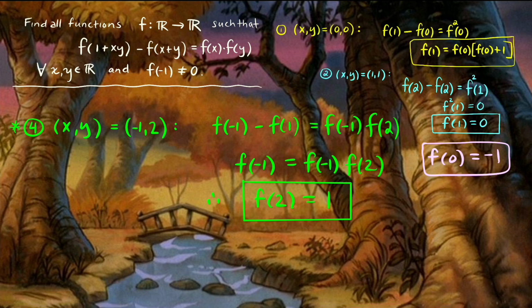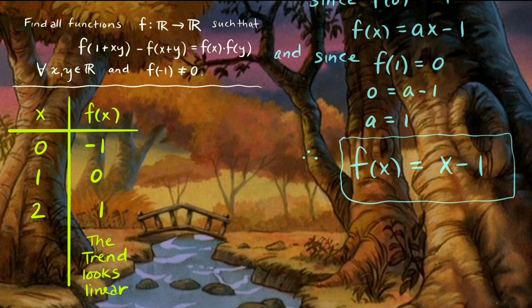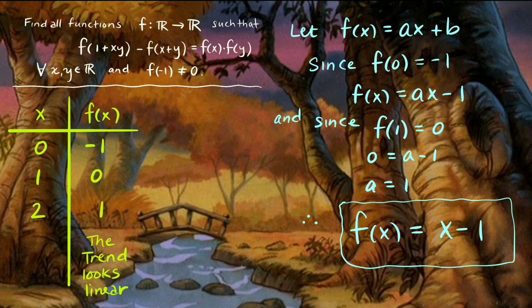And here, one more that we can get is if we let x equal negative 1 and y equal 2, we can get the value for f of 2 to be equal to 1. So what I'm doing here is trying to build a table of values, and when I do this, I can see what looks to be a linear trend. So we're going to set up a linear function ax plus b and use some of the values in there to deduce that f of x would equal x minus 1, a linear function. And so the last part would be to show that this particular linear function satisfies our functional equation.